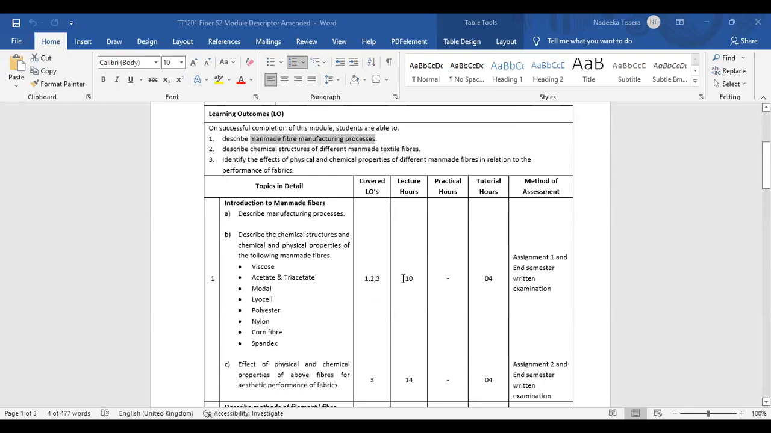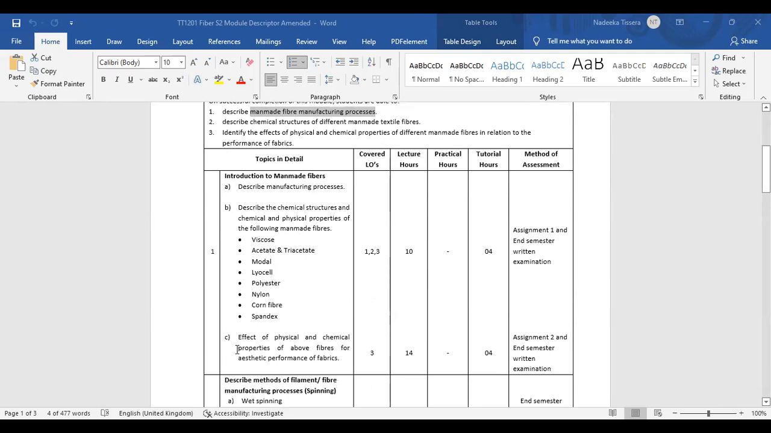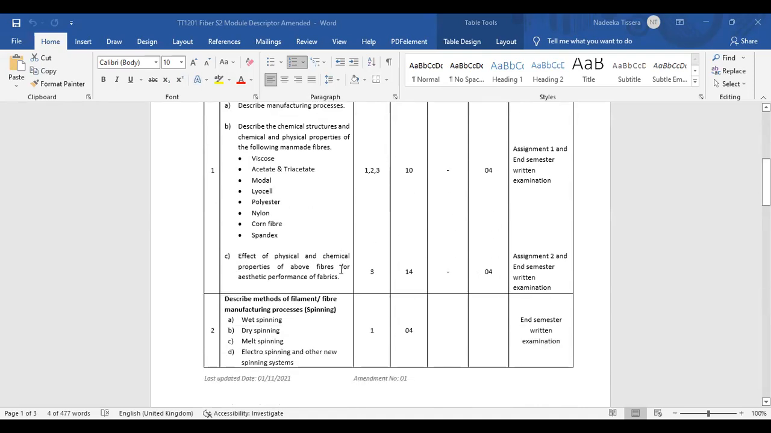We are going to allocate 10 lecture hours for parts A and B, and 14 lecture hours for part C. And also tutorial hours, which could be through assignments or examination. So we are going to cover 8 tutorial hours for this subsection.